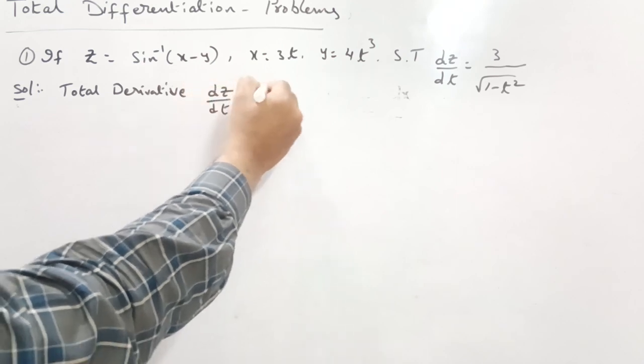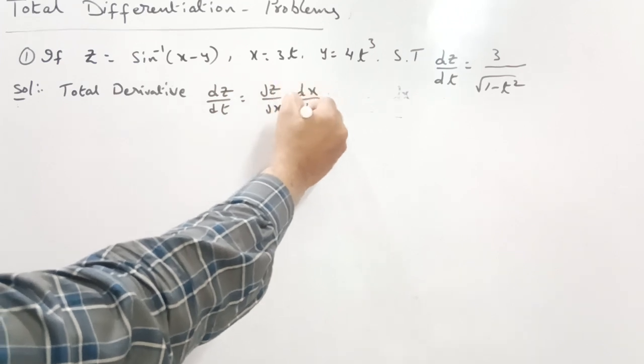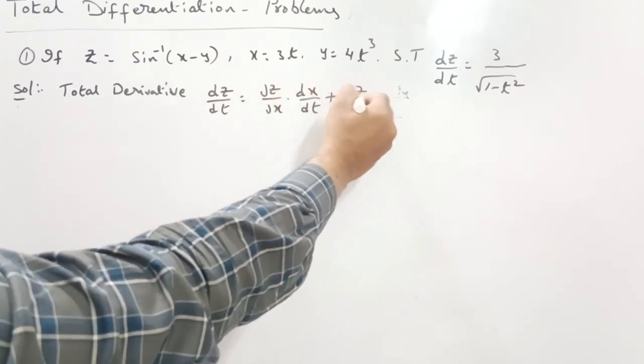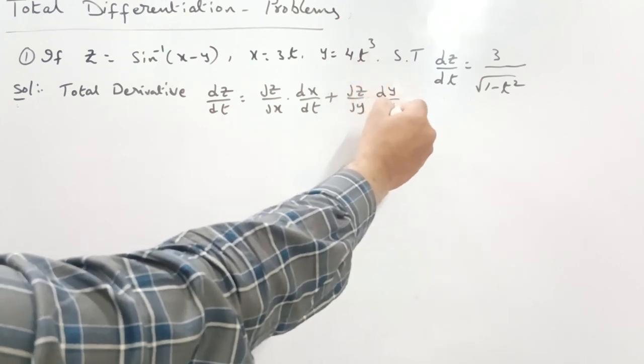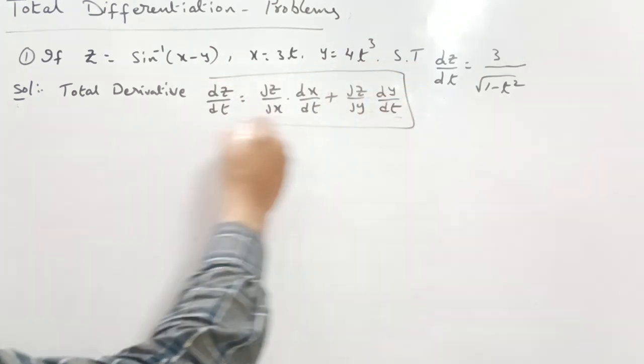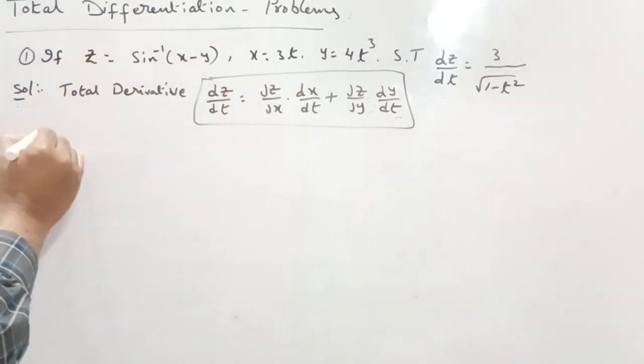So dz by dt is equal to what? dou z by dou x into dx by dt plus dou z by dou y into dy by dt. This is the formula of total derivative of two variables, correct? Now differentiate and substitute the values.